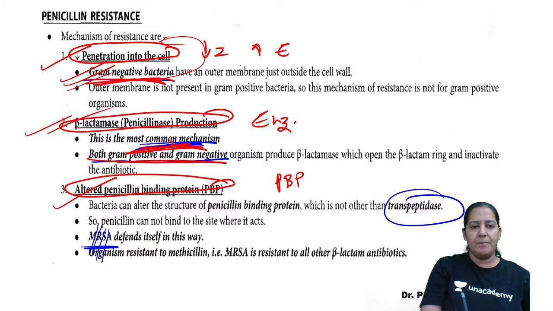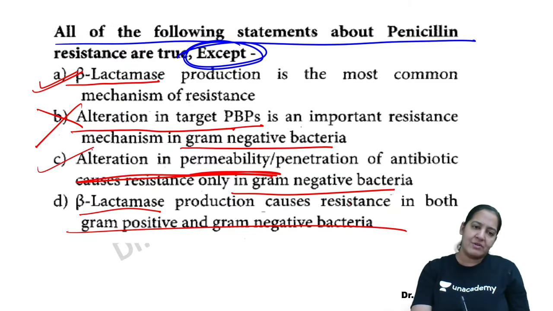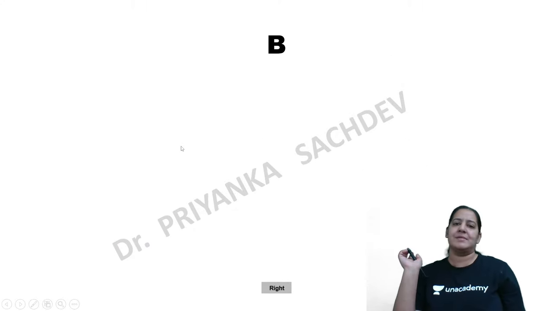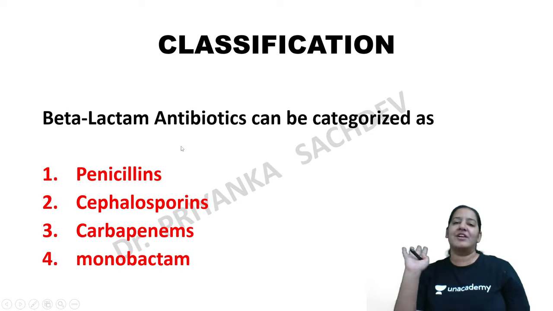So we can see this is an important mechanism in both. So the correct answer is B, because this is false, the rest are all true, and in the question "except" is asked. It was a difficult level question, I guess. Right, let's start the chapters.